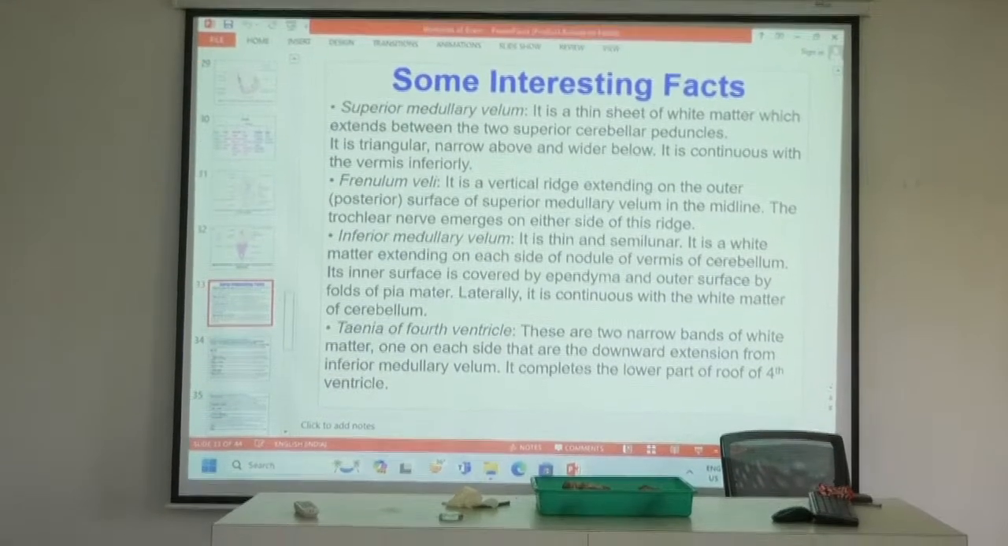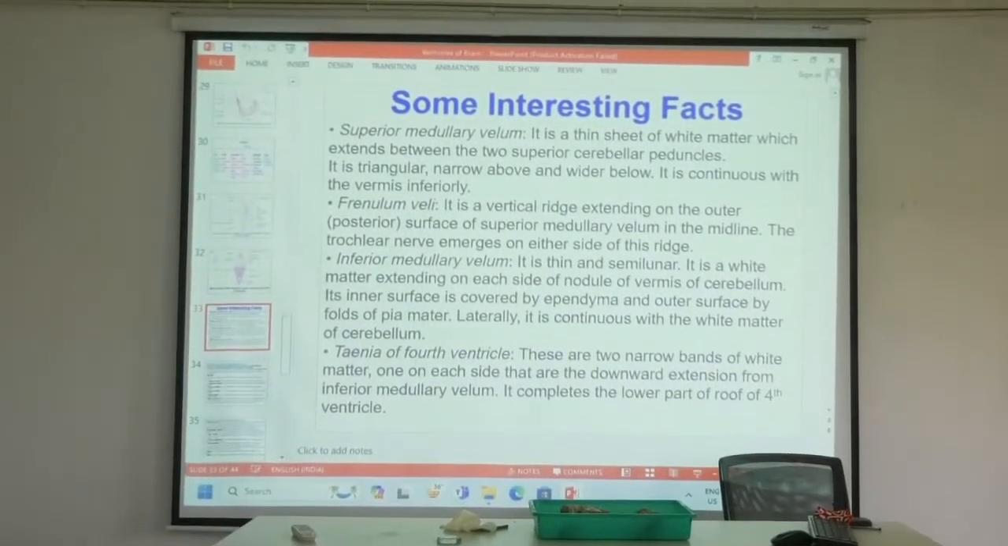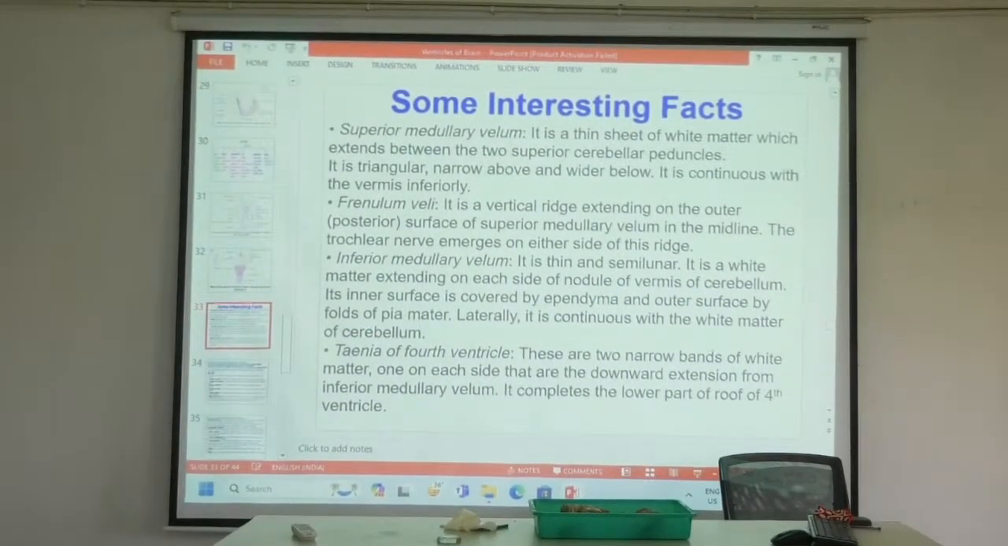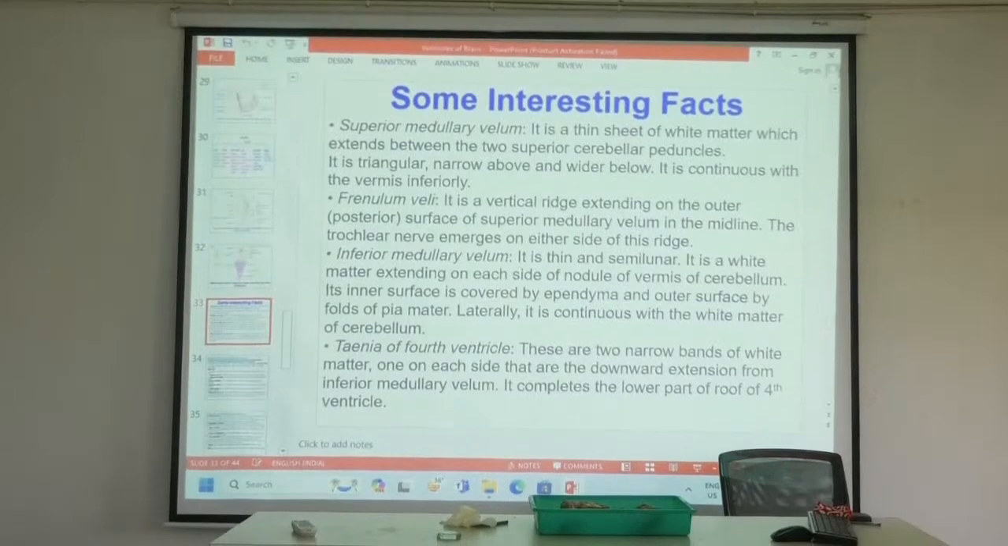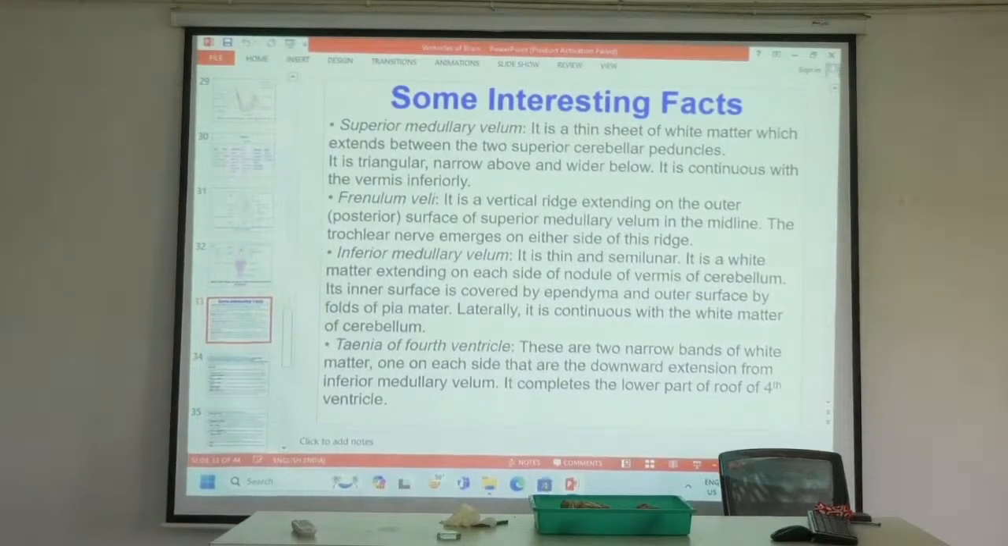Its inner surface is covered by ependyma and its outer surface by folds of pia mater. Laterally, it is continuous with the white matter of the cerebellum. These are the inferior medullary velum, which you have seen in the previous picture. Superior medullary velum. Here, the pink one is the inferior medullary velum. Velum is a curtain-like structure forming the roof.